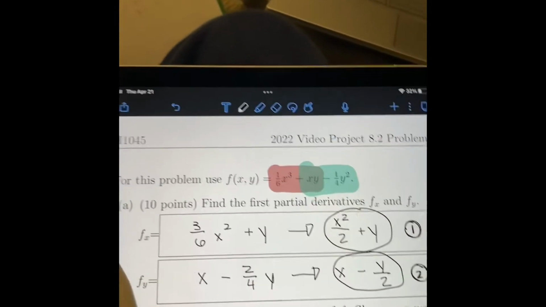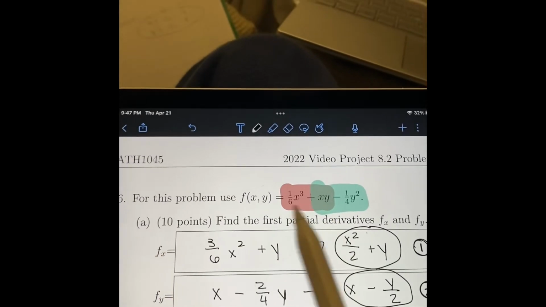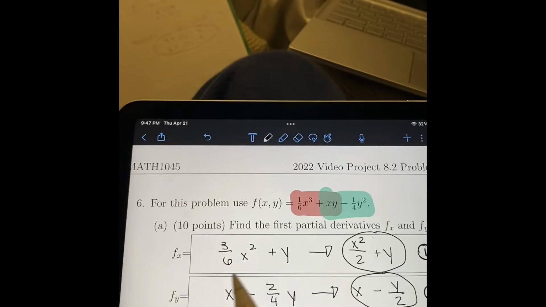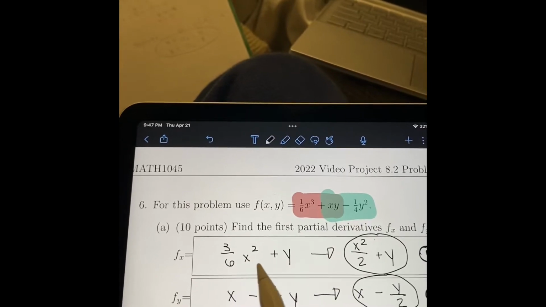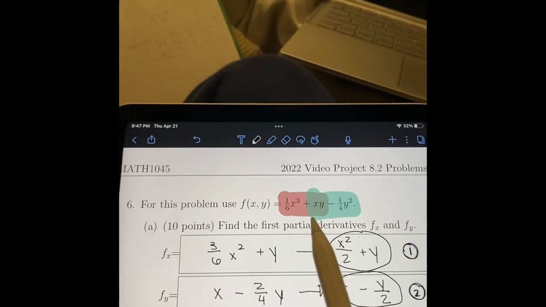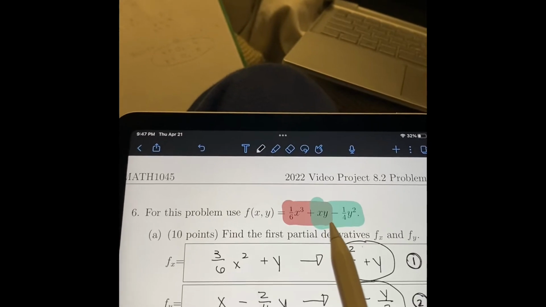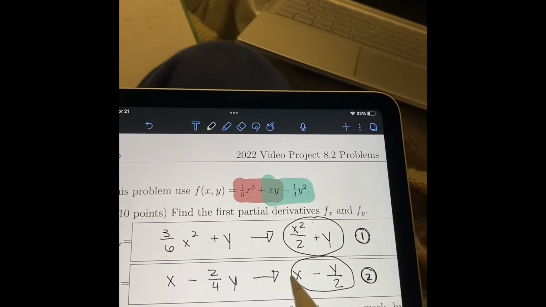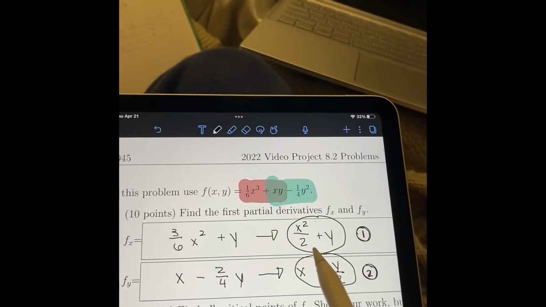For part A, partial derivative of x, we're only looking at the first two terms. We use the power rule here, 3 over 6 times x squared, and then here we leave the y alone because we're only looking for x's, and the derivative of x is 1. So this simplifies to be x squared over 2 plus y.